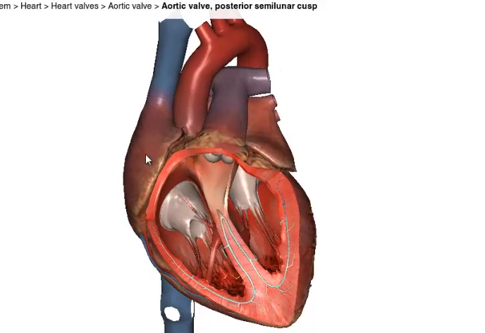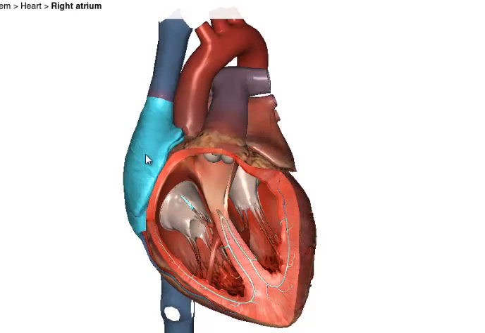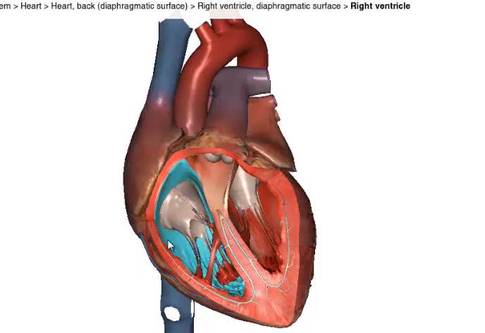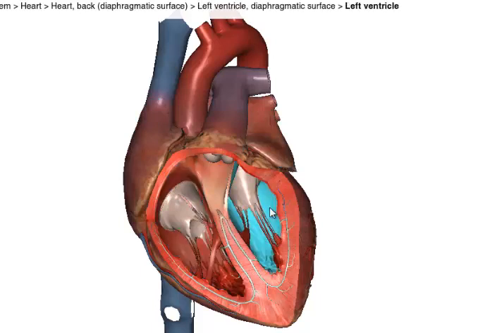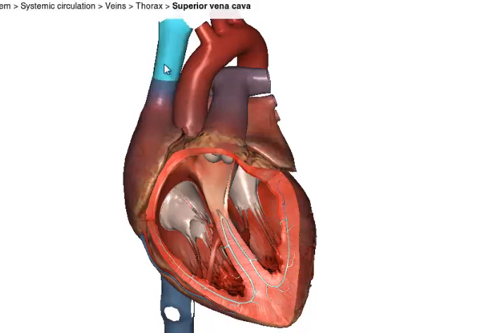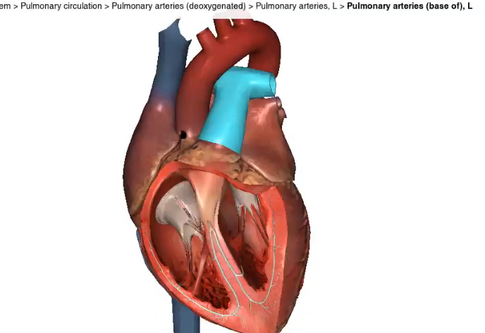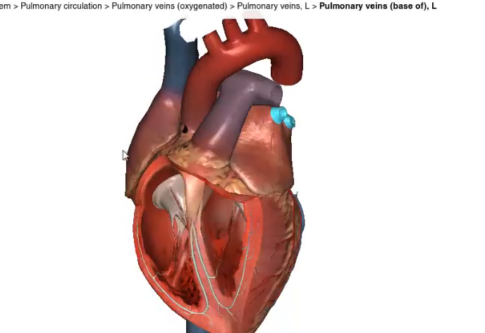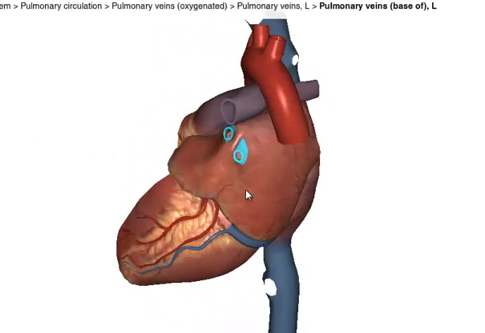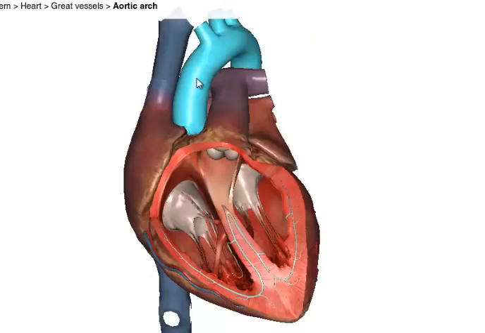So to summarize, the 4 chambers are the right atrium, the left atrium, the right ventricle, the left ventricle. The blood vessels are the superior vena cava and the inferior vena cava, the pulmonary artery, the pulmonary veins, which return from the lungs, and the aorta, which leaves the left ventricle to bring blood around the body.